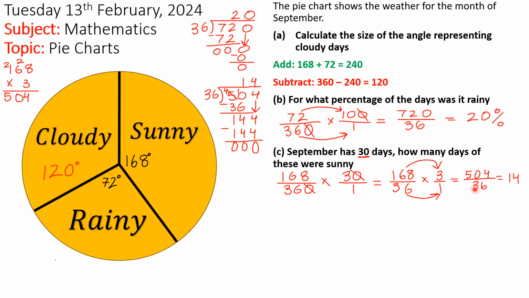Which gives us 36. Now we divide that by 504. When we divide it, what do we get? Which gives us the quotient of 14. Very good. Michael, explain how we got 14.